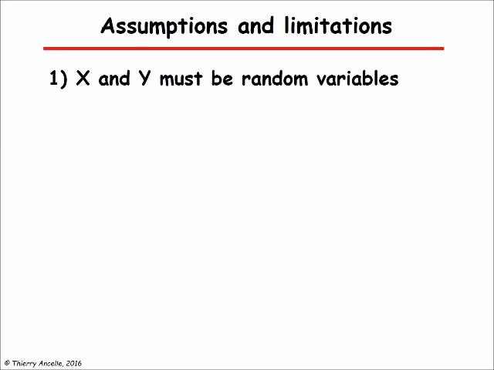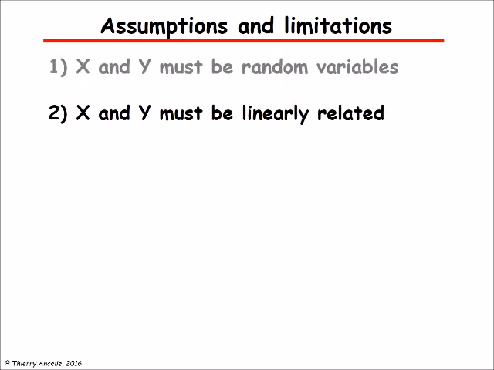Let us examine now the conditions we need to apply a correlation test and its limitations. First, as for any statistical test, both variables, x and y, must be random variables. In our example, the results of each laboratory technique for each serum tested must be independent from each other. Second assumption: the association between x and y must be linear.